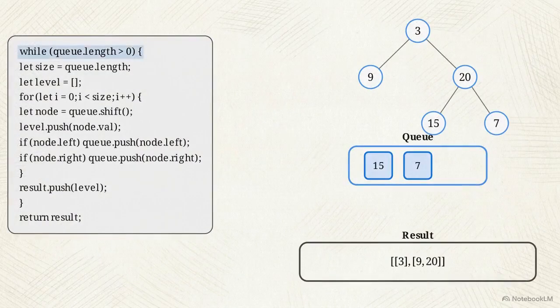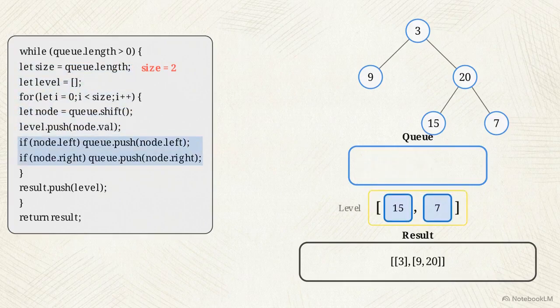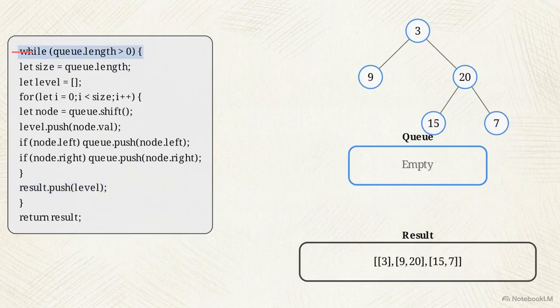This animation shows the final loop iteration. The snapshot size is 2 again. The 15 and 7 are popped, placed in their own array, and since they have no children, this leaves the queue empty. The while loop breaks, giving us our final nested result.